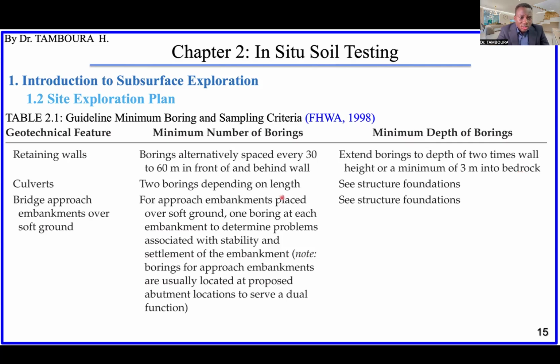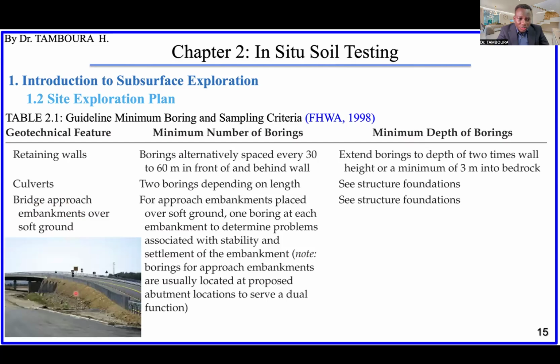Now let's take the case of culvert, bridge approach embankment over soft ground. If you don't know what a bridge approach embankment is, it is this kind of embankment. You see here, you have the bridge, but the transition between the bridge and this normal road, you need to build this embankment. It's a kind of foundation. So this is the meaning of bridge approach embankment, in case some of you don't know what this is.